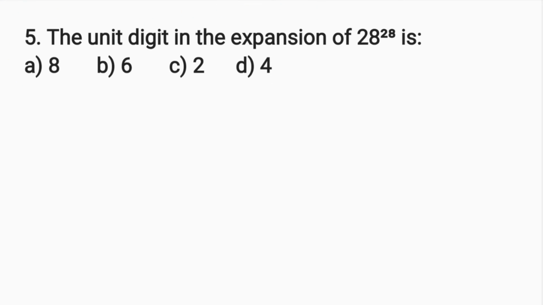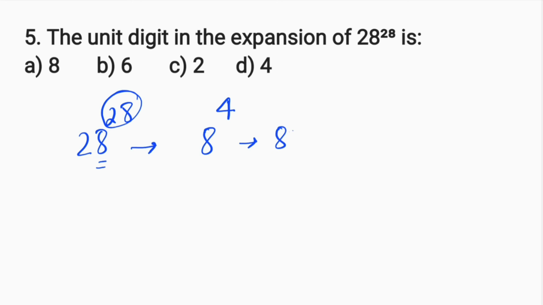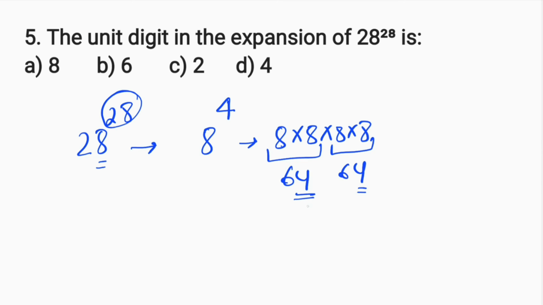Next, this. So 28 raised to the power 28. How is it done? Again, you need to just write the unit place and divide this power by 4. If you divide 28 by 4, you get remainder 0. But you don't have to write 0, you have to write 4. 8 power 4 is what? 8 multiplied by 8, and so on. Now it's a very big number, so how do you solve it? 8 into 8 is 64, and 8 into 8 is 64. Now only multiply these unit places. 4 4s are 16, and answer is 6. So our answer is option B.